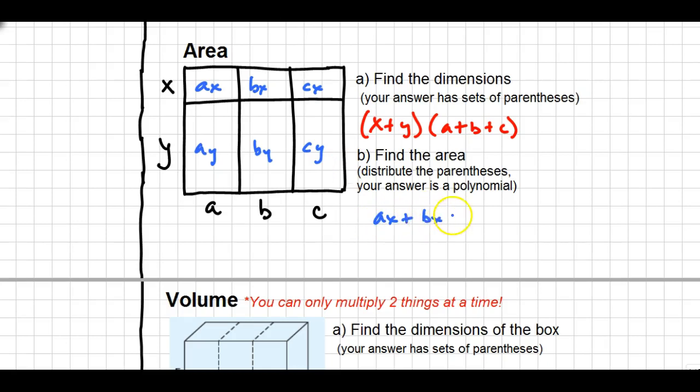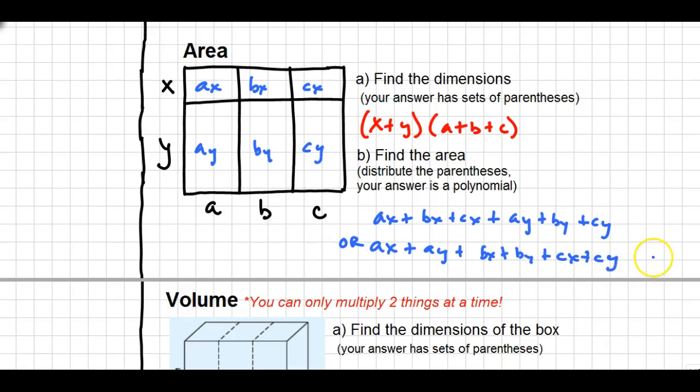Now it could be in dispute here on how you would write it in standard form, depending upon which letter you give priority. Clearly a and b come before x and y. So another way to write this in standard form would be to say ax and then ay, bx, by, cx, cy. I'd accept either answer as being technically in standard form.